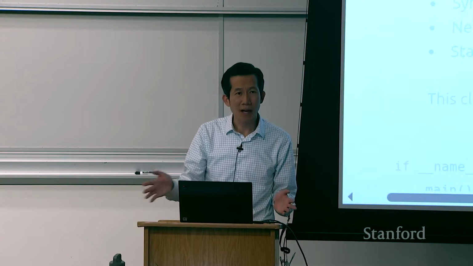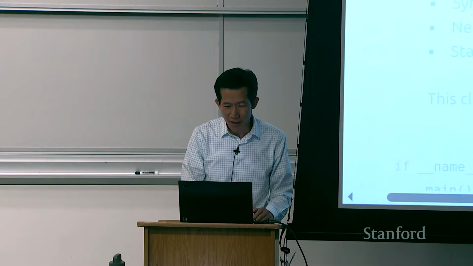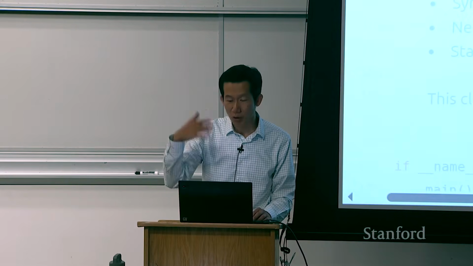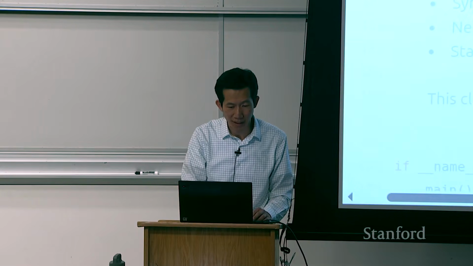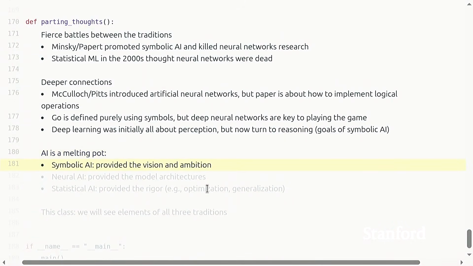And then deep learning, I think during the first decade, was really about perception and this understanding of the world, but now it has turned much more into reasoning, which is one of the goals of symbolic AI from the very beginning. So AI, I think, is just this kind of melting pot. From the beginning, I think symbolic AI really had the vision of what it meant to create intelligent agents. Neural AI provided really the model architectures and the way of how you create models. And then statistical AI provides the rigor.